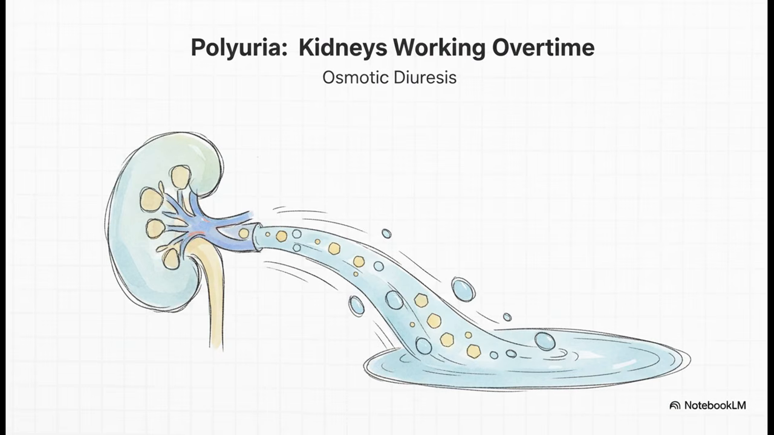First up is polyuria. So think about it. Normally, your kidneys are pretty good at holding on to glucose, but when your blood sugar is sky high, it's just too much for them to handle. The extra sugar spills into your urine, and it drags a ton of water right along with it. It's a process called osmotic diuresis, and it's exactly why your patient is going to the bathroom constantly.